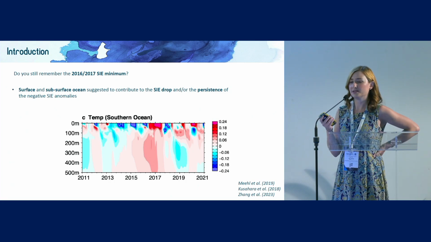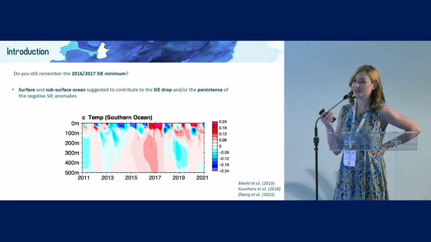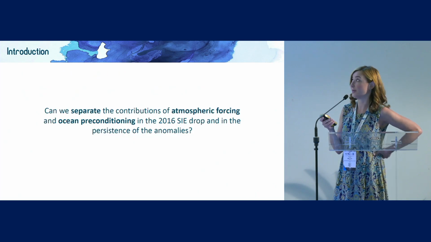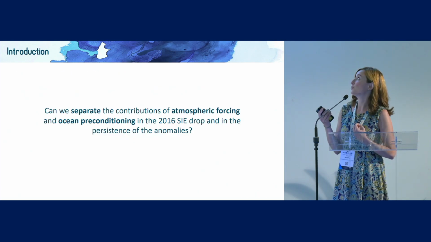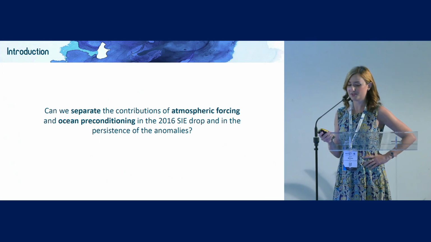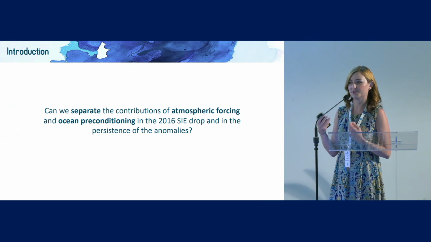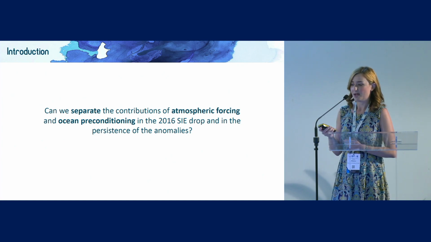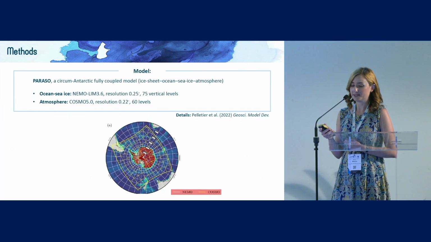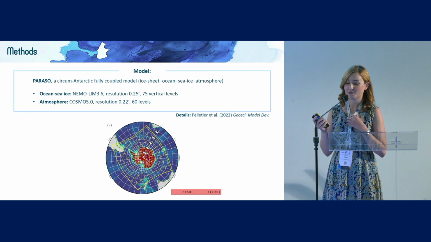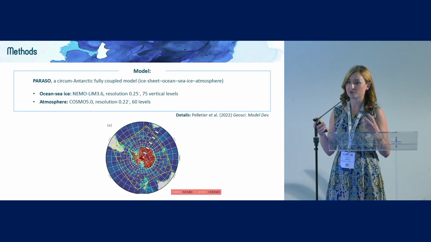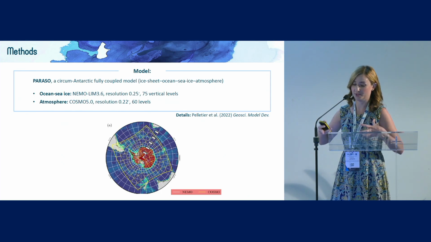So our idea here is to try to dig further into this and to really try to separate, as much as possible, the contribution of the atmospheric forcing and the ocean preconditioning to the drop, and also to how the anomalies persisted after the drop. And to do that, we played a little bit with this fully coupled model, Paraso, which is actually a regional model for the Southern Ocean.